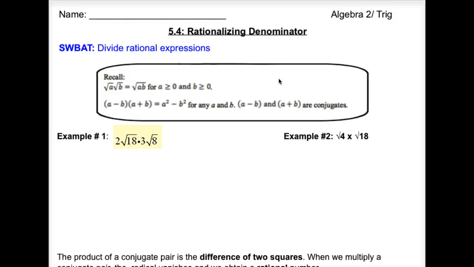Our second to last lesson for this unit, 5.4, Rationalizing Denominators. Our objective for today is that students will be able to divide rational expressions.